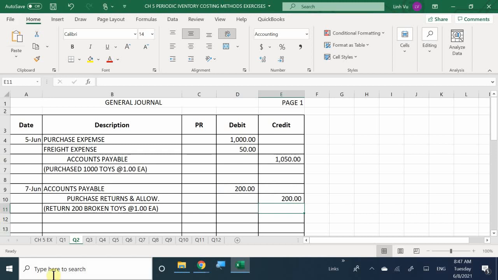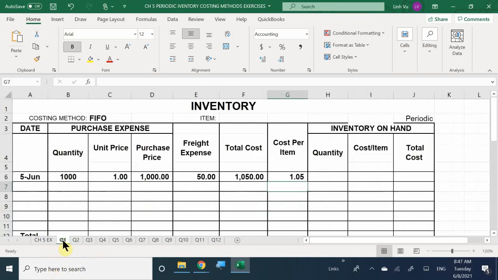So let's go ahead and take a look at that. Okay, so here I am, question number 1. Now, where can I place this information for my purchase returns and allowances?